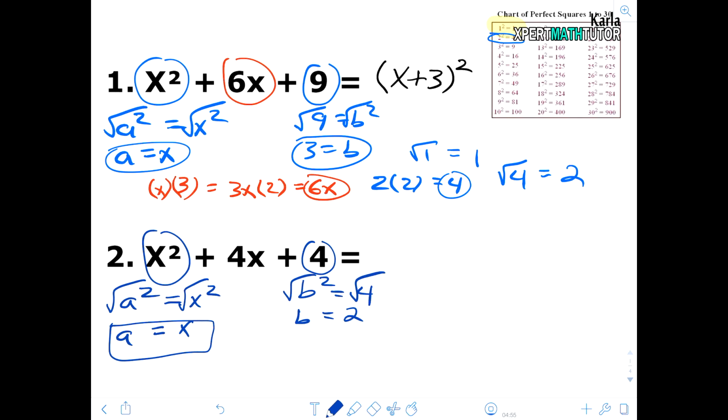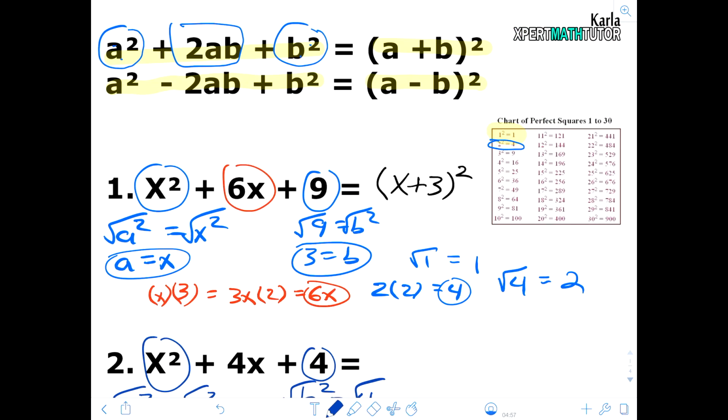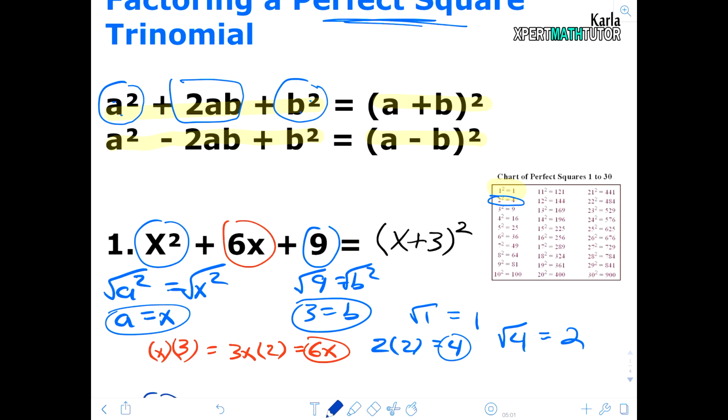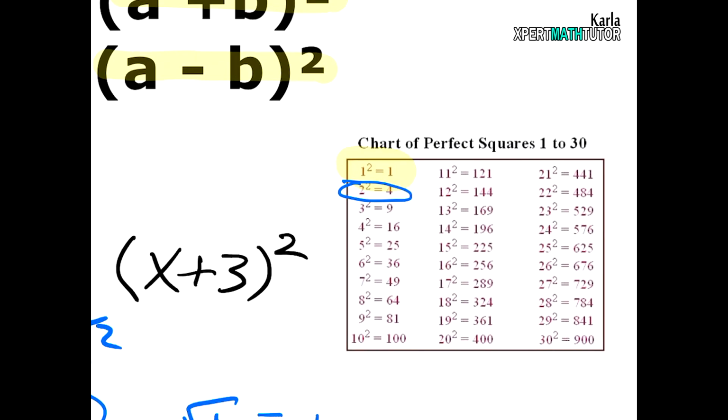Now, if you're having a problem with square roots, you forget them for whatever reason, you can always go back to this chart that I have here for the perfect squares from 1 to 30. And you can see that 3 squared is 9, 4 squared is 16, 5 squared is 25, 6 squared is 36, and so on.